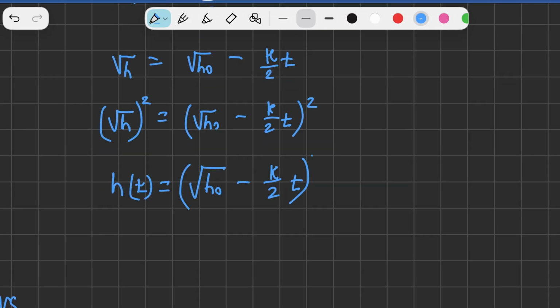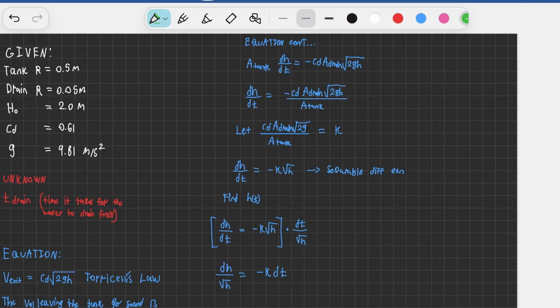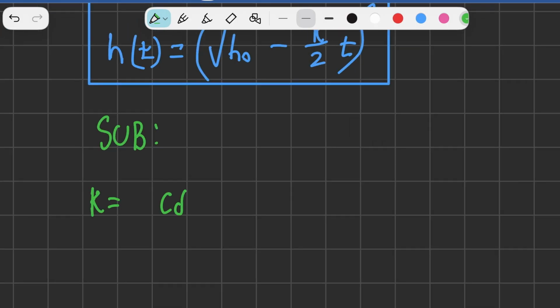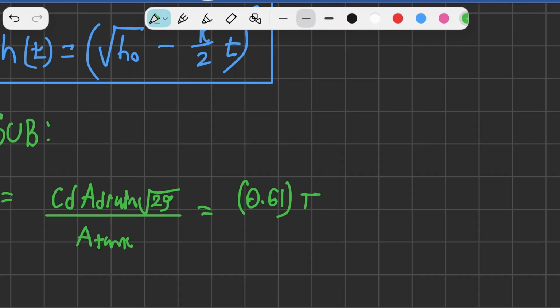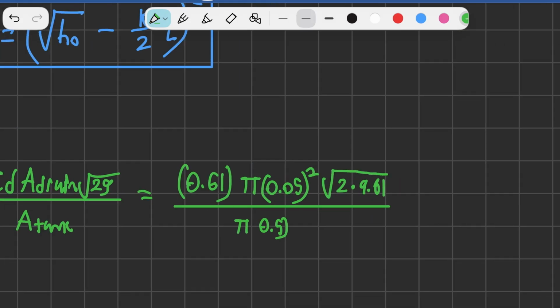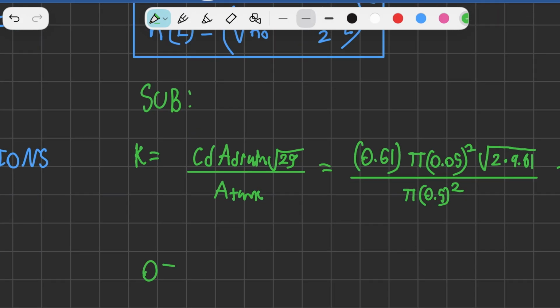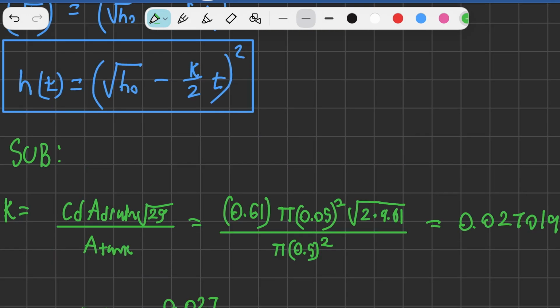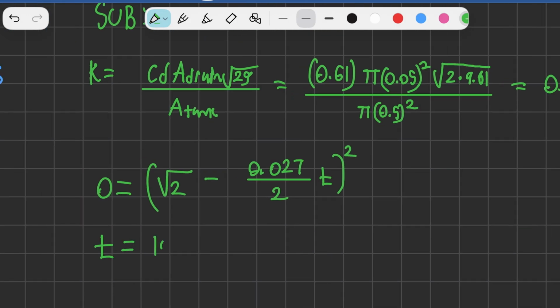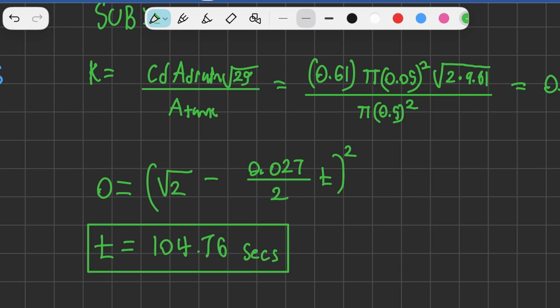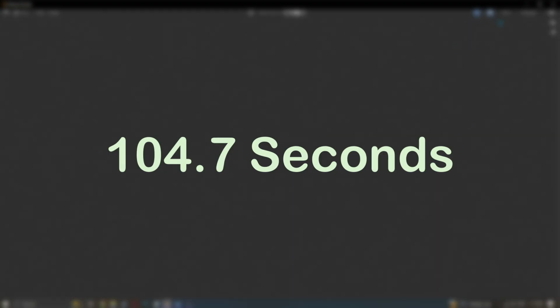That gives me an equation for height as a function of time. Setting the height to 0 and solving for time gives me the drain time the real physics predicts. Plugging in our numbers for the tank radius, drain radius, and the 2 meters of water, the answer comes out to around 105 seconds. Now we know how long it will really take for the water to drain, so we can compare that with the Blender result.